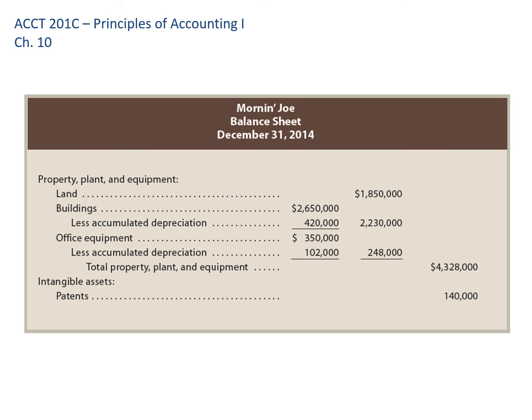Now here's what the presentation of fixed assets will look like on the balance sheet. Remember, land does not depreciate, because it doesn't decrease, it doesn't wear out, so we don't depreciate land. But you can see buildings, we show our initial cost minus accumulated depreciation for that category of assets, and then we show a net amount. And then office equipment, we show at our initial cost of $350 minus accumulated depreciation of $102 for a book value of $248,000. I total that as total property, plant, and equipment, and then separate from that, I show intangible assets, and they're shown net of amortization in this example.